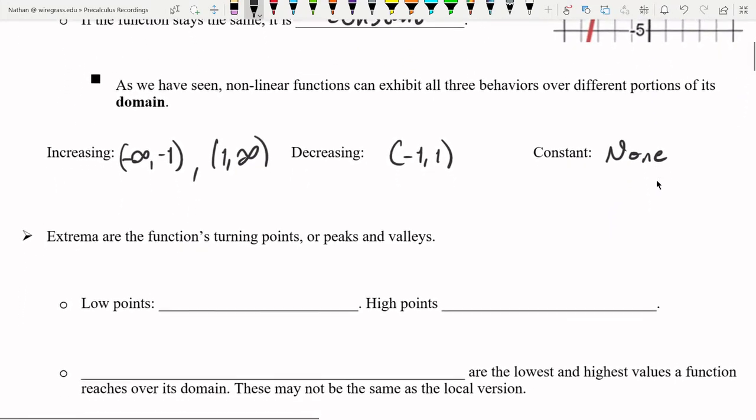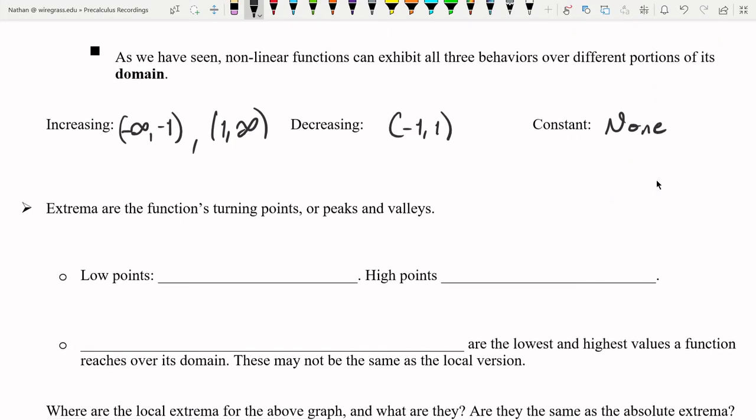Okay, now extremas, we've looked at these before. They're the function's turning points, also called the peaks and valleys. Low points are minima, as a plural version of that. High points are maxima. So these are what are called the extrema. The minima and the maxima are the local mins and maxes, things like that.